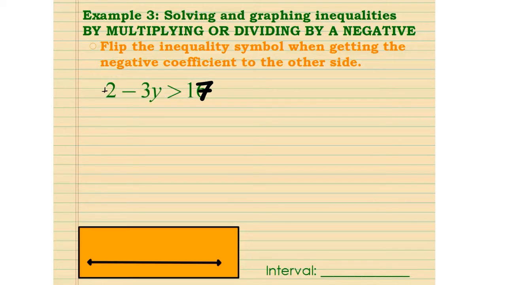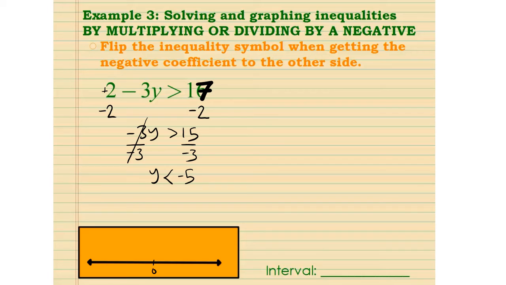This is a positive 2. I will subtract 2 from each side of the inequality. We will have negative 3y is greater than 15. We will divide each side of the inequality by negative 3. Negative divided by negative, positive 1. 1 times y is y. Because we divided the inequality by a negative number, we need to change the direction of the inequality. Positive 15 divided by negative 3 is negative 5.